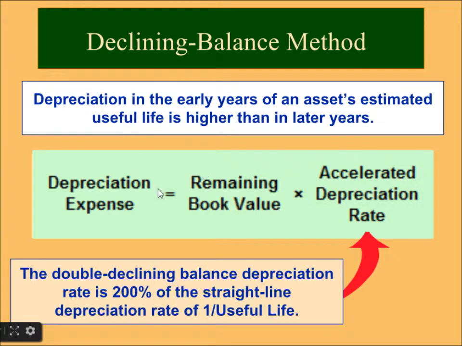So let's see how we can calculate the declining balance method. Depreciation expense is equal to remaining book value multiplied by the accelerated depreciation rate. What is the accelerated depreciation rate? It is also called the double declining balance depreciation, and its rate is 200% of the straight line depreciation rate of 1 over useful life. So the straight line depreciation rate is always 1 over useful life. If you multiply it by 200%, you will get the accelerated depreciation rate.